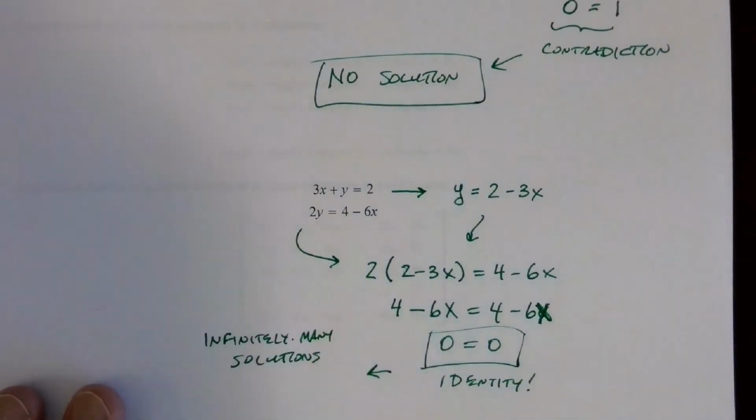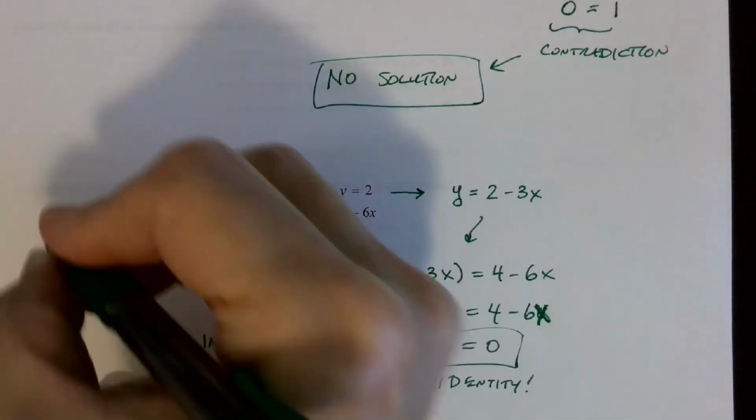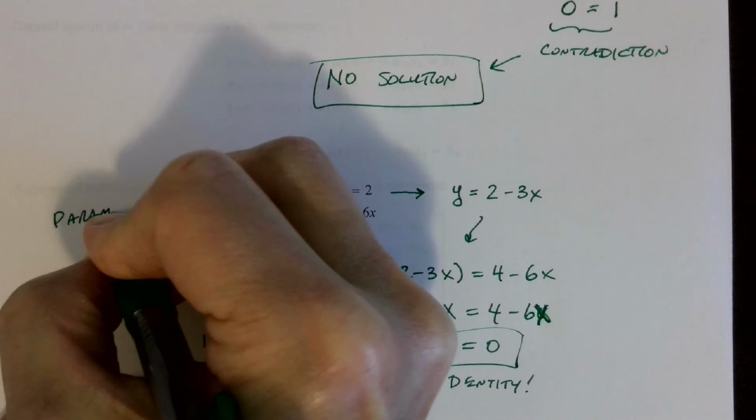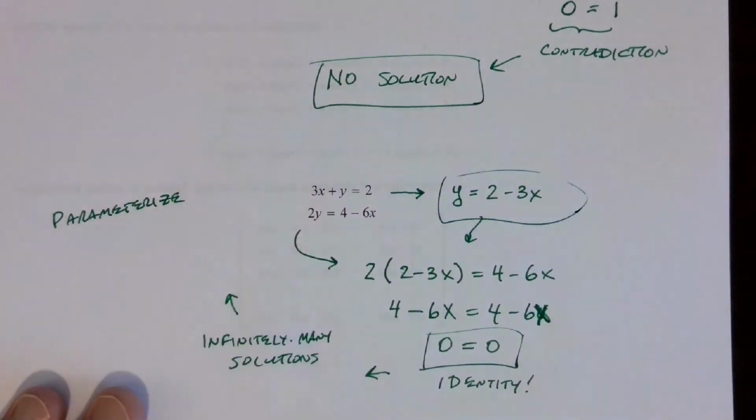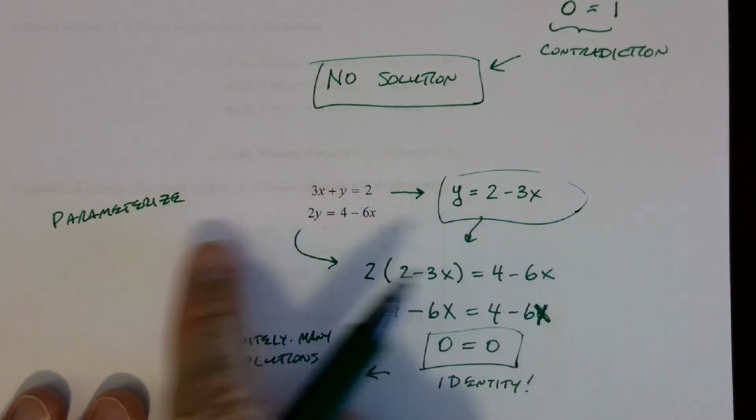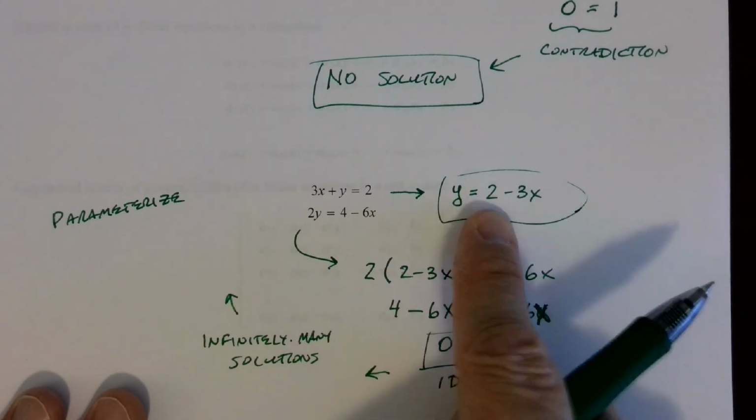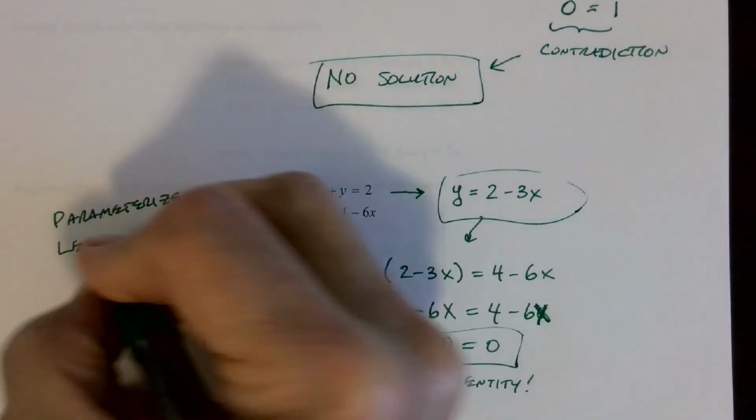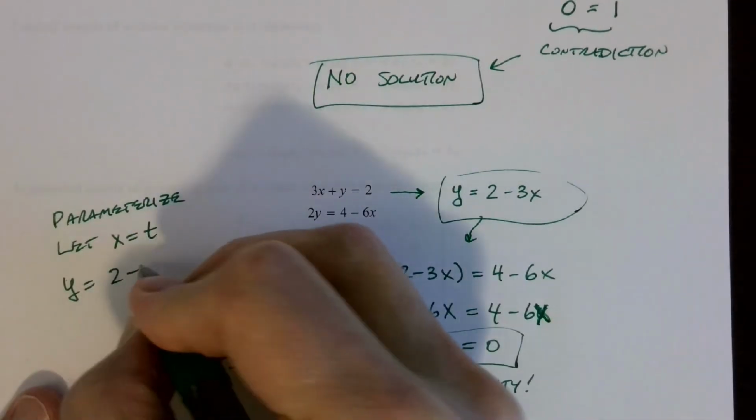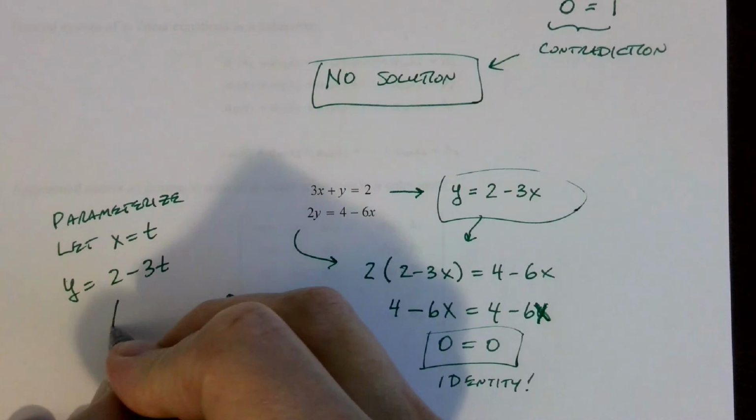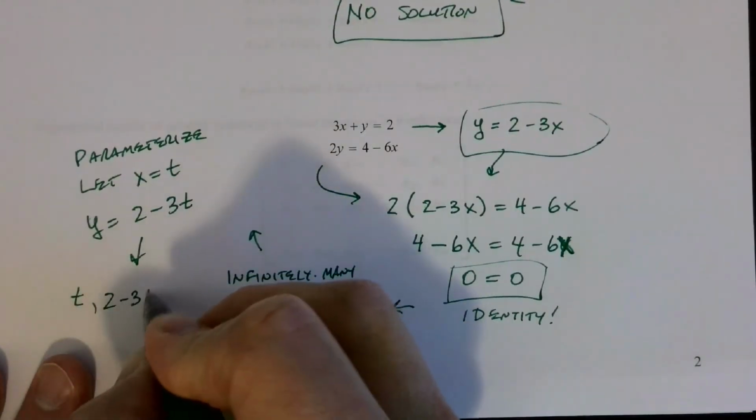And how do we write out infinitely many solutions? Well, we are going to parameterize. What we talked about just a minute ago, parameterize. And so here I have the idea behind the way to parameterize. Since I've solved for y here, the values of y and x must satisfy this equation. I'm going to let x be the parameter, let x be t, and so y is going to be 2 minus 3t. And so my solution will be x is t, comma, y is 2 minus 3t.